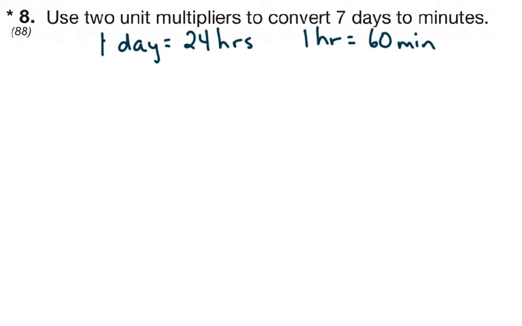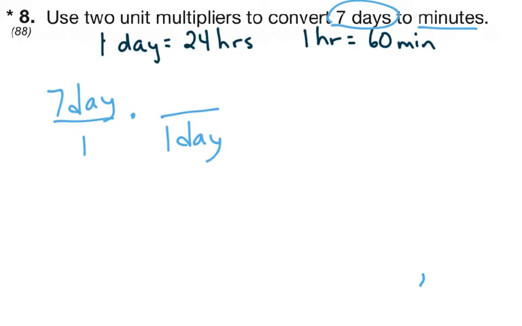All right, so you're starting off with 7 days right here, and we want to change it to minutes. And we know that in 7 days, 1 day equals 24 hours. So we're going to change it to hours. I want 1 day on the bottom, don't I? Yeah, so we can cancel it out. It's 24 hours. And we're going to change those hours to minutes. So we're going to put hours on the bottom. 1 hour equals 60 minutes.